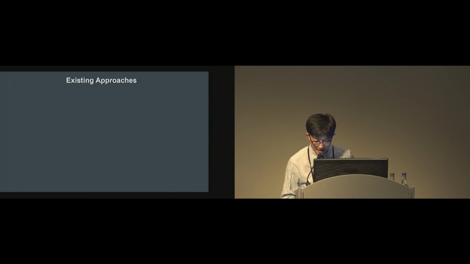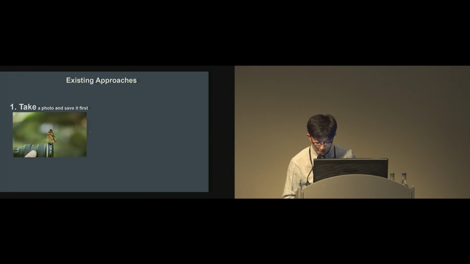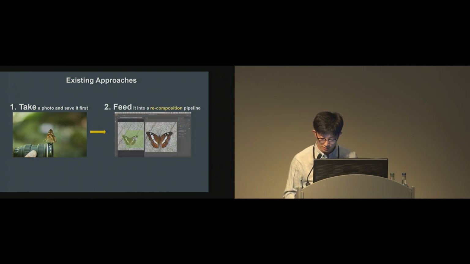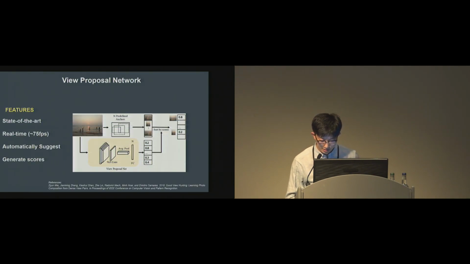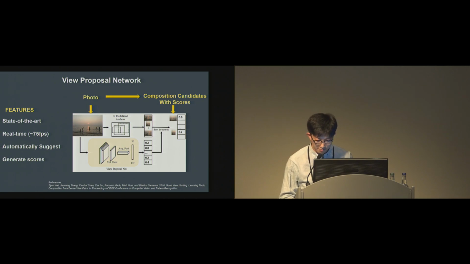Many methods exist for photo composition. The most common method is taking a photo and saving it first, then using some tools to recompose the photo. In more recent progress, some data-driven methods can help users take photos. For example, we proposed a view proposal network, VPN. It can automatically suggest a lot of composition candidates with different aspect ratio, content, and region. To simplify, given a photo as input, VPN can output some composition candidates with scores. It's a real-time algorithm which can reach 75 FPS.